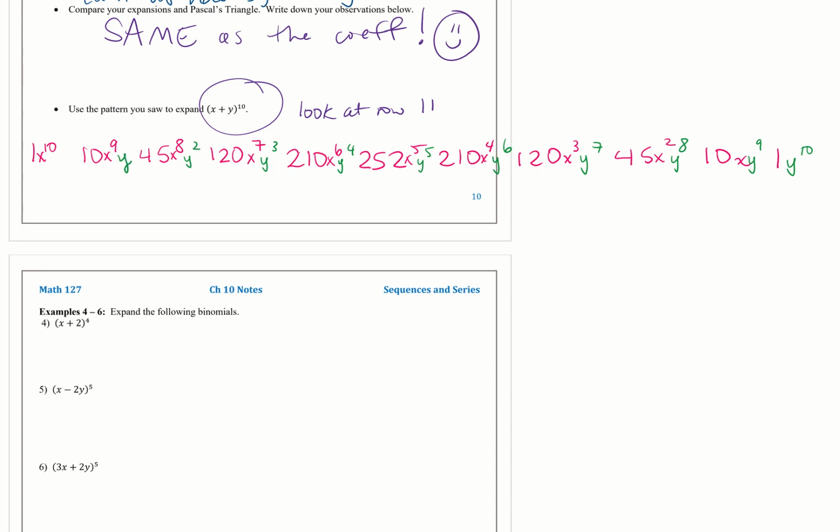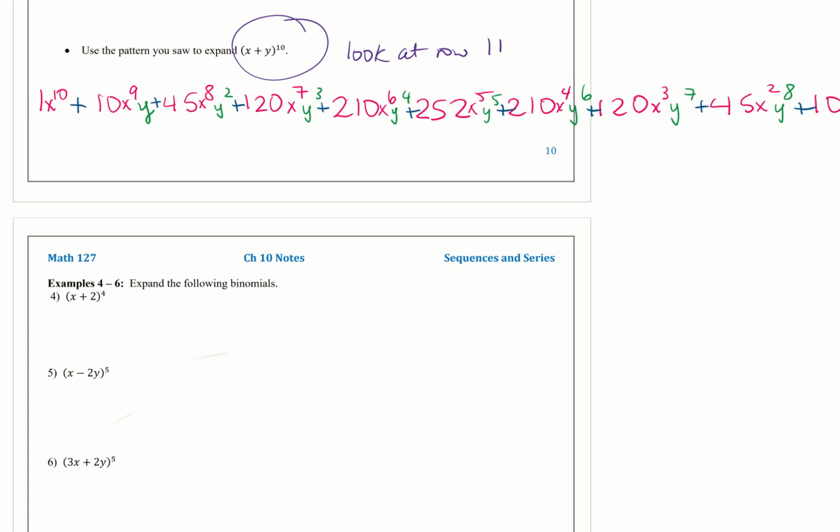Now, all of these are being added. If I had some subtractions in the problems, which we will explore shortly, this is so messy, please forgive me, then I would have potentially some minuses in the problem as I expanded this out. All right, so expanding the following binomials.